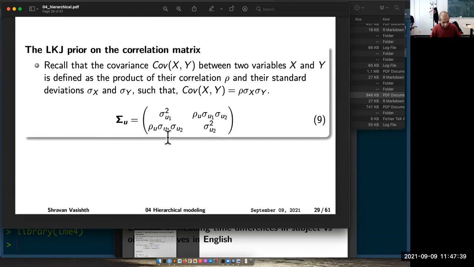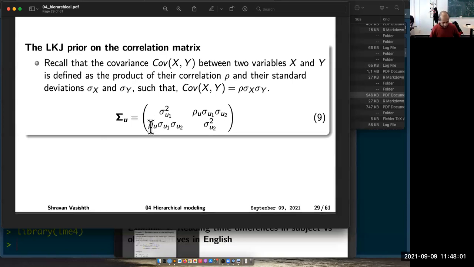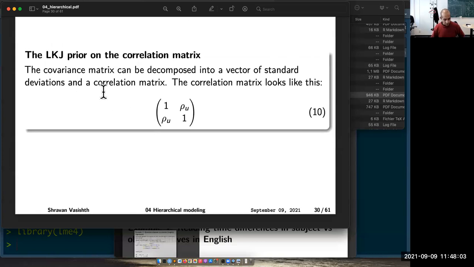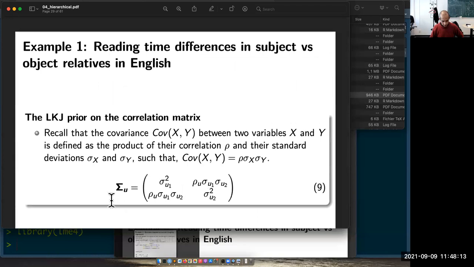All right. We're going to use the fact that the variance covariance matrix can be decomposed into three component parts. You can break up this variance covariance matrix into the standard deviations and the correlation matrix and reassemble the variance covariance matrix. This is a mathematical fact, and I'll show this to you. So let's go to the next slide. What's going to happen is that we will define a prior on this correlation matrix that corresponds to this variance covariance matrix.